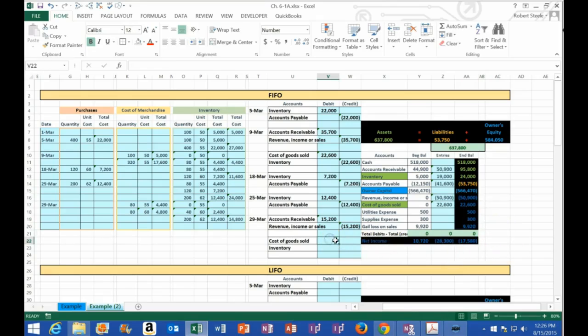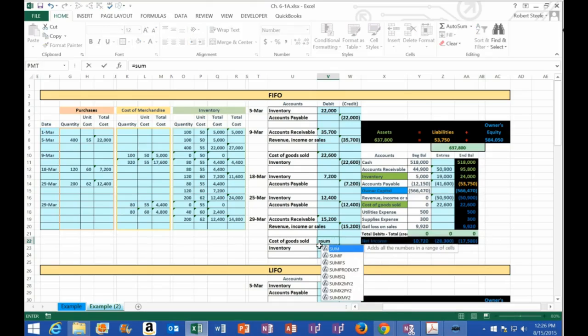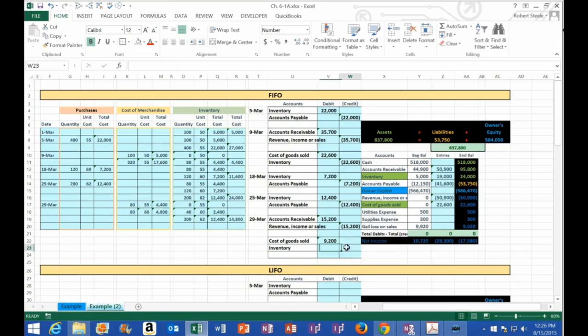And then we got the cost of goods sold. That's what we calculated here. The cost of the merchandise we sold. That's these two. That's the total cost. So I'm going to say this equals the sum of these two. Enter. So it cost us 9.2. Inventory needs to go down by 9.2. The cost of the goods that we sold needs to be increased by 9.2.